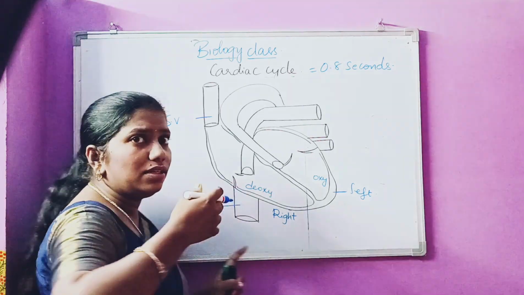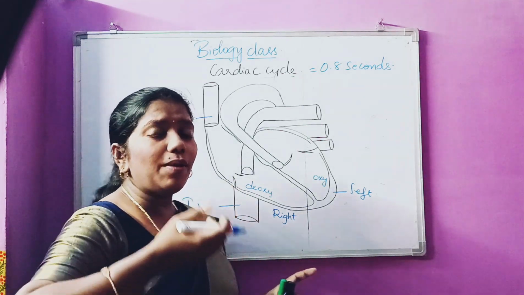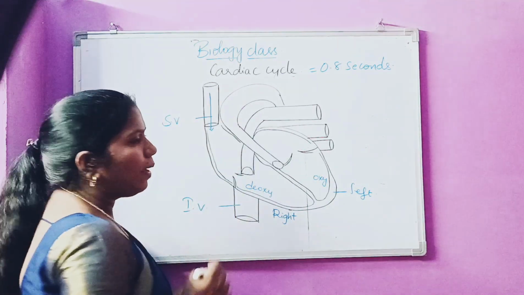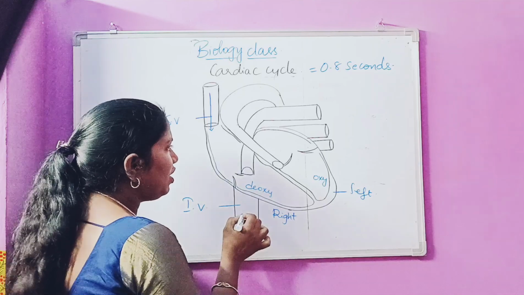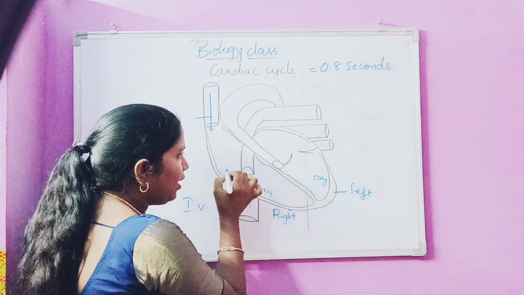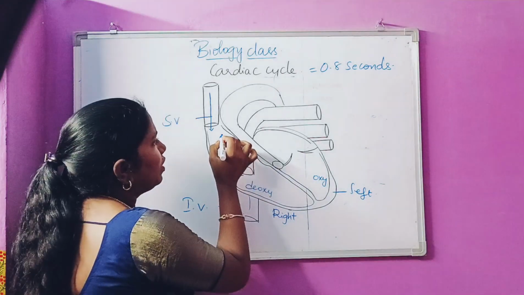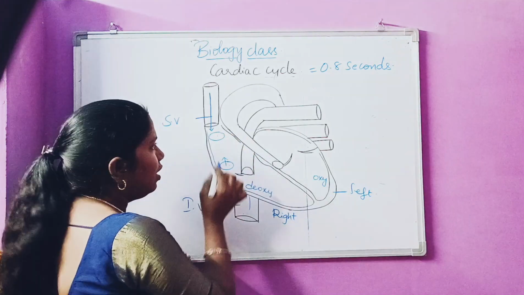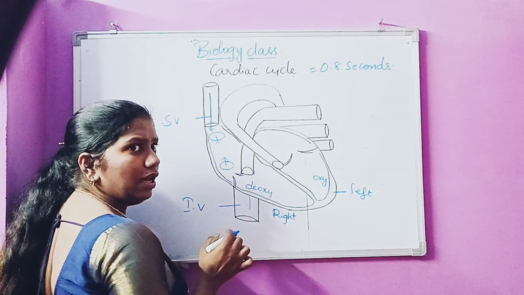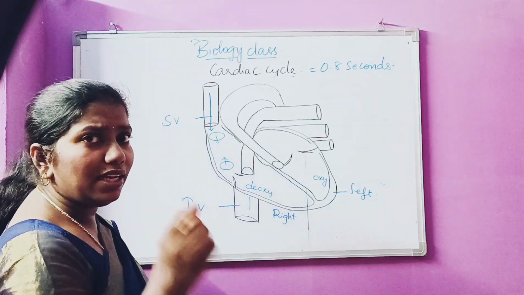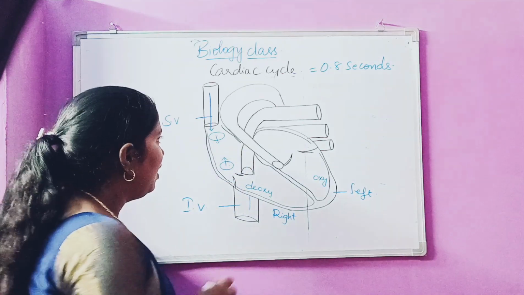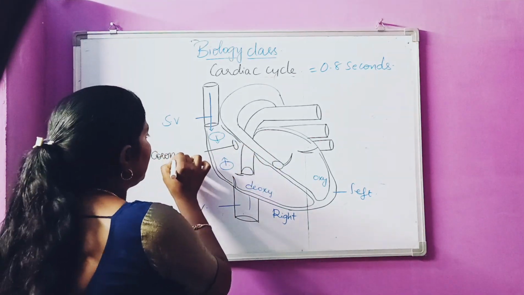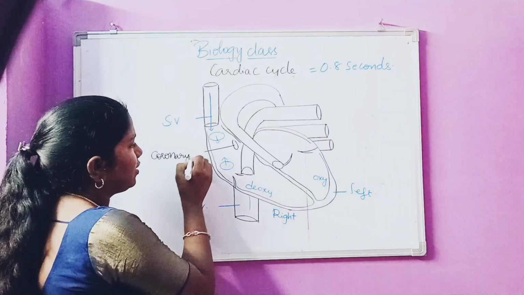The superior vena cava collects the deoxygenated blood from the upper part of the body, whereas the inferior vena cava is opening here. This one is opening into the right auricle, and this is also opening into the right auricle. And there is one more sinus. A sinus means a small opening or a space. Here, this is called the coronary sinus.